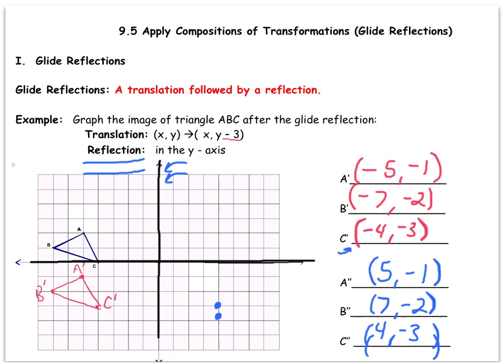To plot those points, we've got +5, -1 showing up here. And then for B double prime, +7, -2 here. And we can connect all of those points. Make sure you're labeling them as well. So we have A double prime, the image of A prime, C double prime, and B double prime. So this triangle A double prime B double prime C double prime, all of them, that represents our glide reflection.